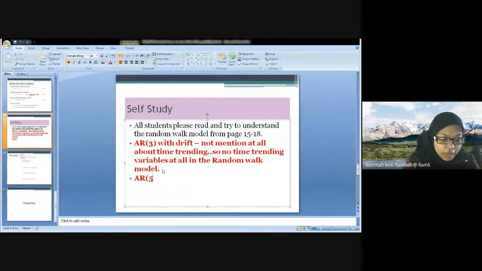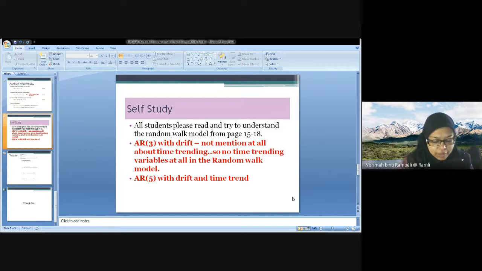There is AR5 with drift and time trend. Okay, if anyone can write this, just share with me in Telegram like Fuz did. Leviang, please try. AR5 with drift and time trend.